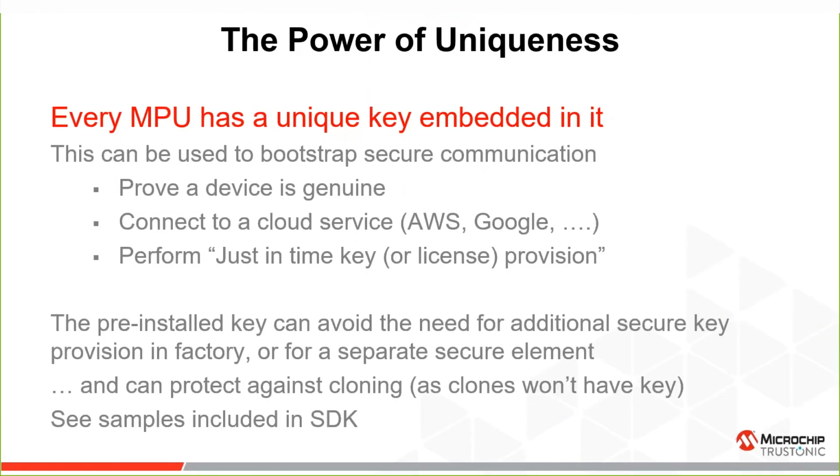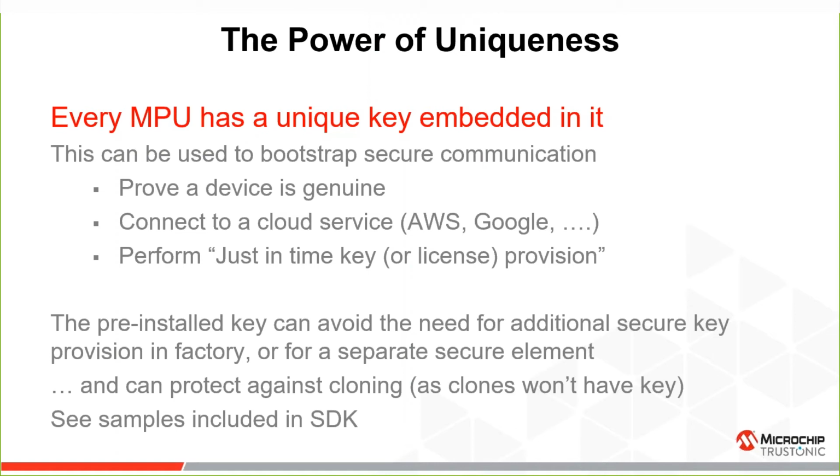Now that brings us on to the idea of having a unique key in every device. As a security guy, this is a very powerful feature for me. What it means is that every device has the ability to show to a web service that it's genuine, and we have some services and examples as to how to do that. It also, because it has its own key, means we can bootstrap things like secure communication. So if we want to talk to a cloud, we already have a key that we can arrange that the cloud knows about, so we can have secure communication.